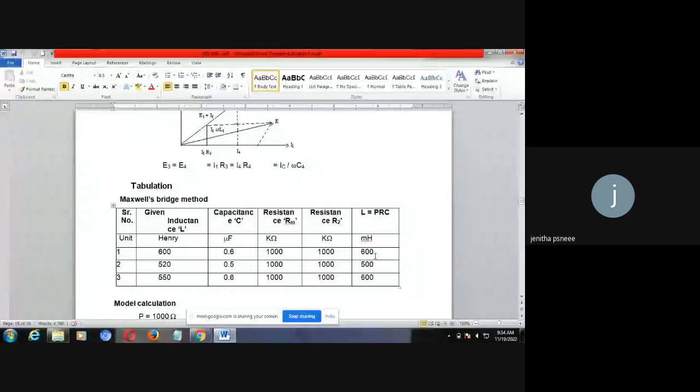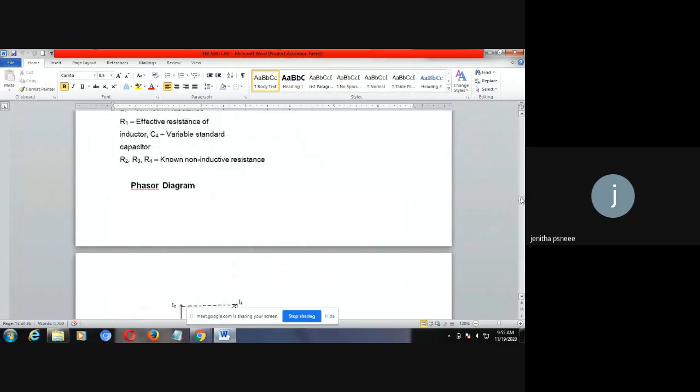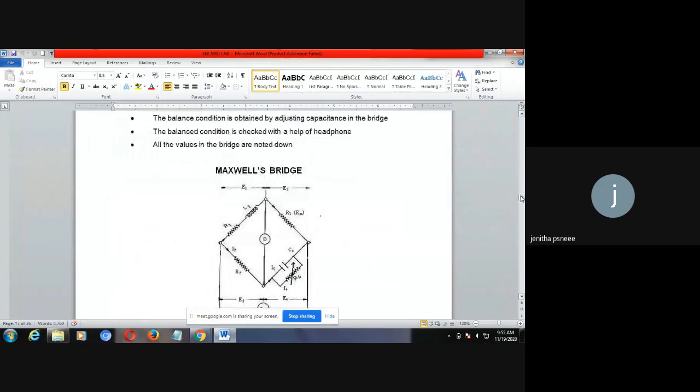Okay, so what am I going to do? I am going to balance the bridge through this value. I am fixing the value at 600 millihenry. If I fix it in the circuit, the detector should show 0. See here, there is a detector.